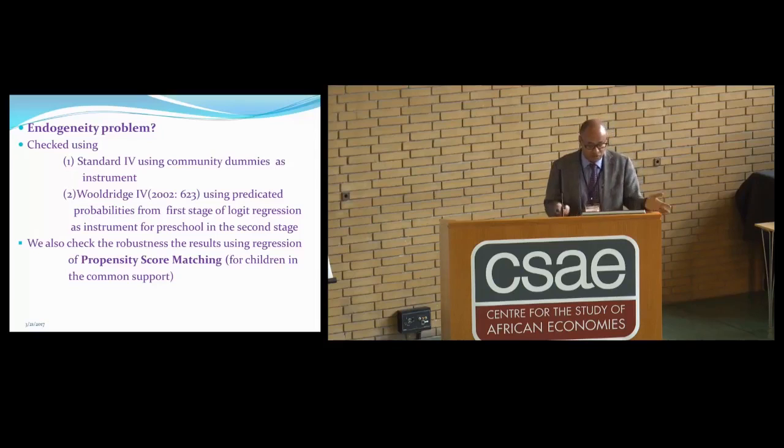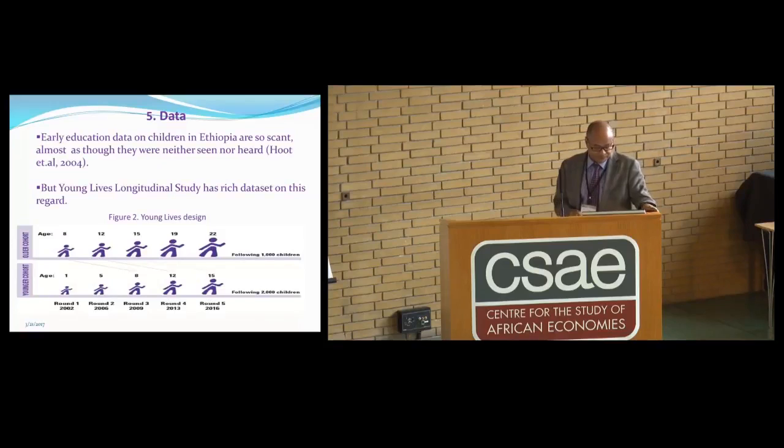And second, the Wooldridge IV, which is basically the same, but with other instruments, though not in a clear way. And we also check the robustness of our results using propensity score matching techniques within the common support, to see whether preschool would have an impact, to supplement and check our results.